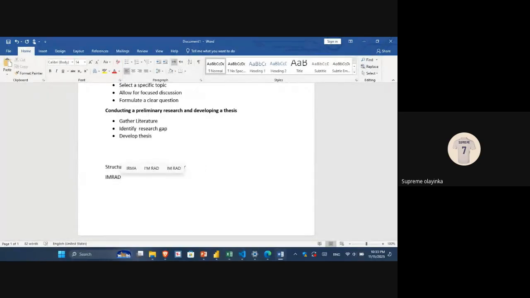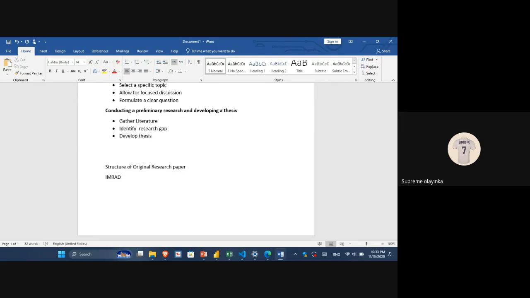So IMRAD structure: I stands for introduction, M stands for method, R stands for result, the A is actually silent, then D stands for discussion. Then the last one, obviously, there will be conclusion. Also, there will be an abstract before the introduction, and a reference list at the end. This one I was sure of, which is why I'm not doing it. Okay, so we have introduction. Introduction is basically what we've done the other day, so I'll just say a brief thing about introduction.